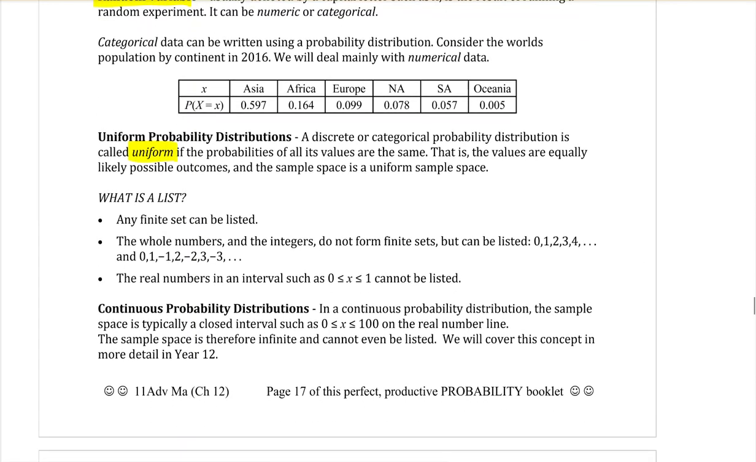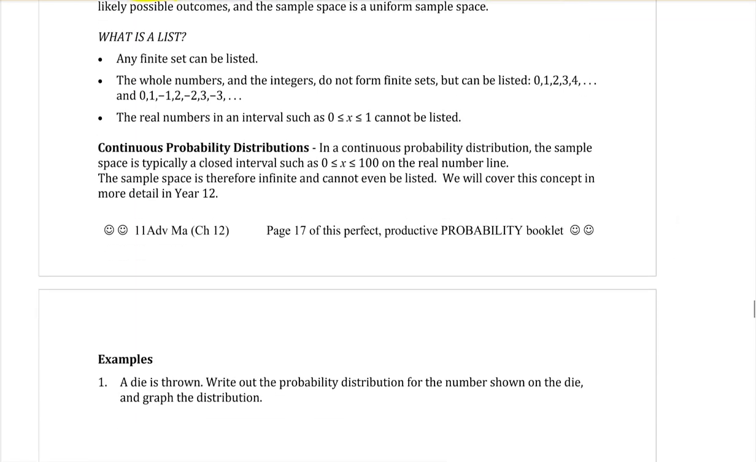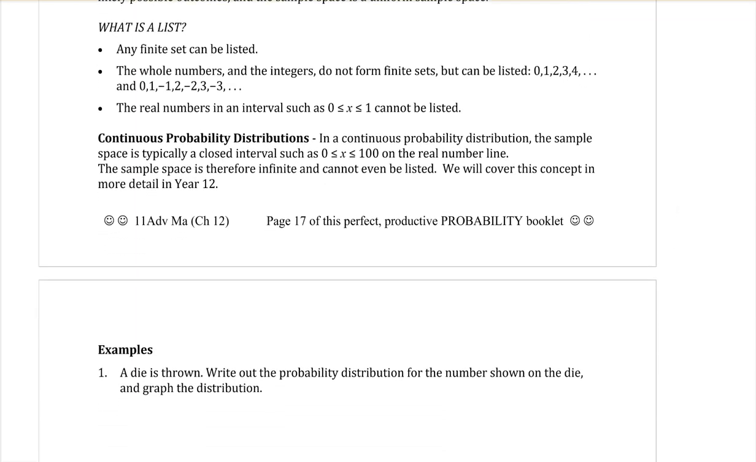Okay? Continuous probability distributions. In a continuous probability distribution, the sample space is typically a closed interval, such as between 0 and 100 on the real number line. The sample space is therefore infinite and cannot be listed. Okay, so again, because we can have many, many decimals in between there, we cannot have a finite list of numbers there. And we'll cover that concept in year 12, not for now. So what do we need to do today? Let's have a look at our examples.